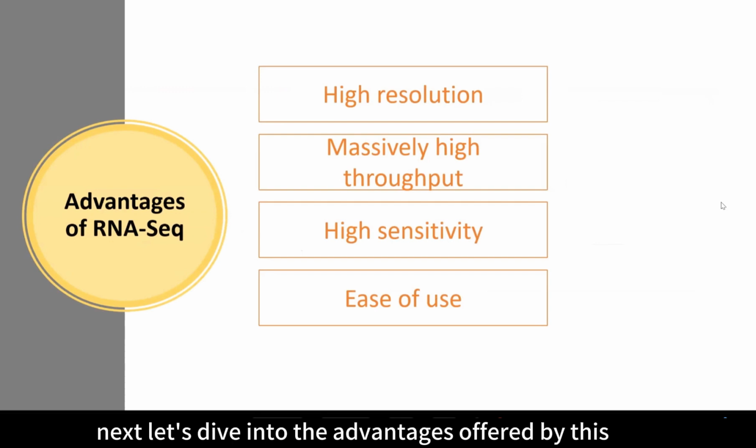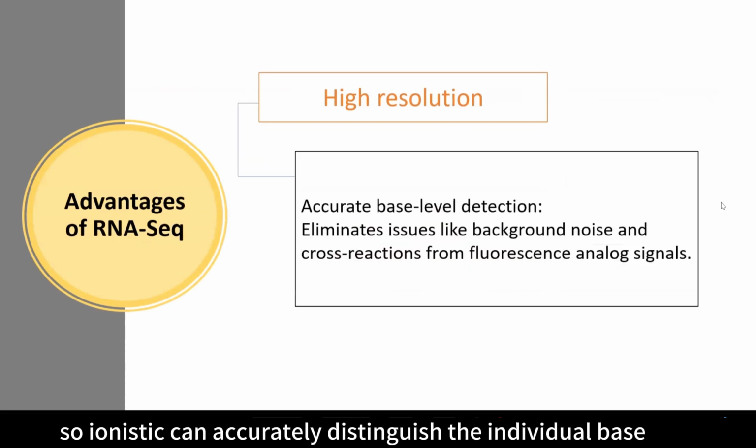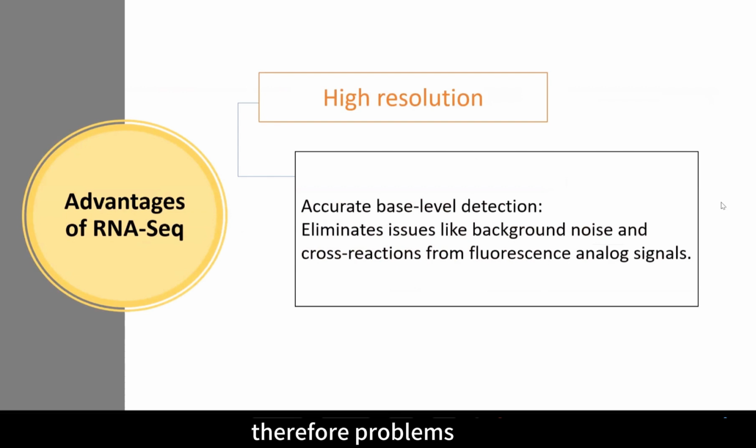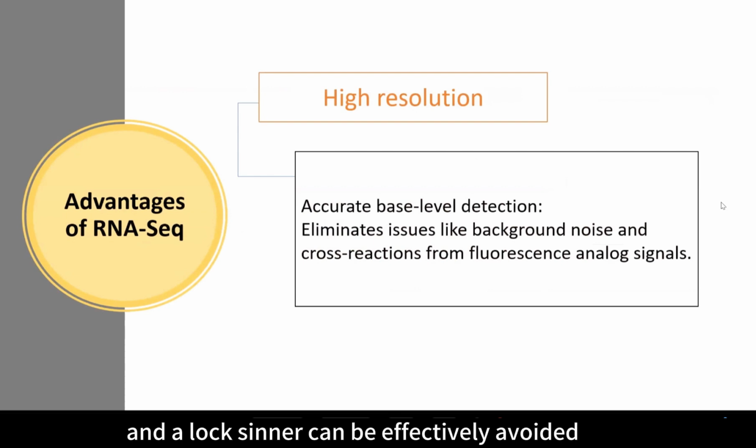Next, let's dive into the advantages offered by this approach, highlighted as follows. First is high resolution, massive high throughput, high sensitivity, and ease of use. RNA-seq can accurately distinguish the individual base. Therefore, problems such as background noise and cross reaction caused by the fluorescence analog signal can be effectively avoided.